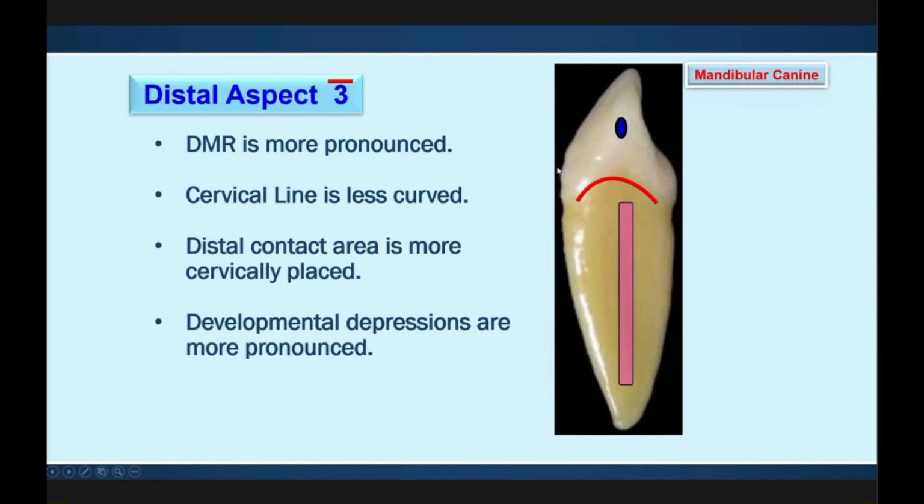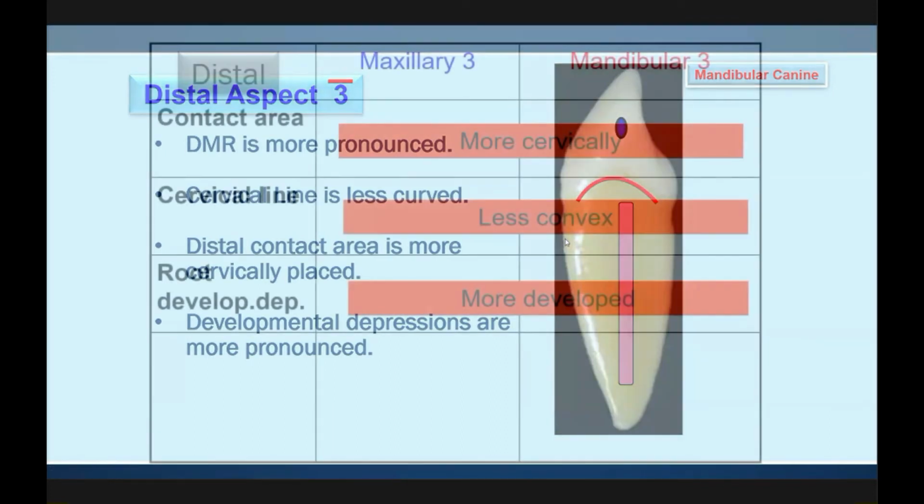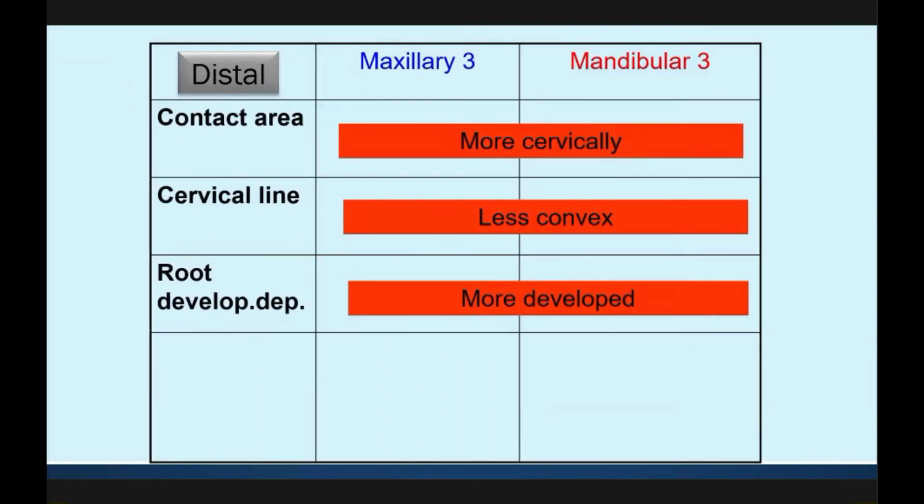Developmental depressions are more pronounced. The developmental depression on the root is a little bit deeper and more pronounced. So if we compare, the contact area is more cervical. This is true for both teeth. The cervical line is less convex. This is true for both teeth, and the root depression, the developmental depression, is more developed and deeper in both teeth.